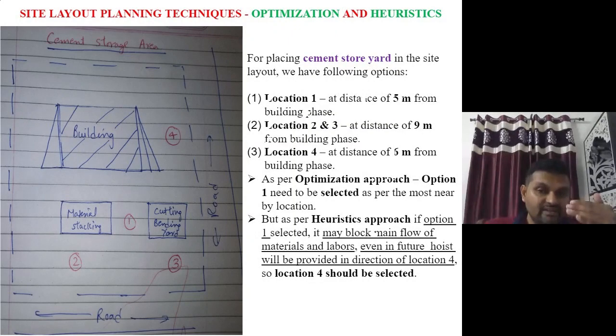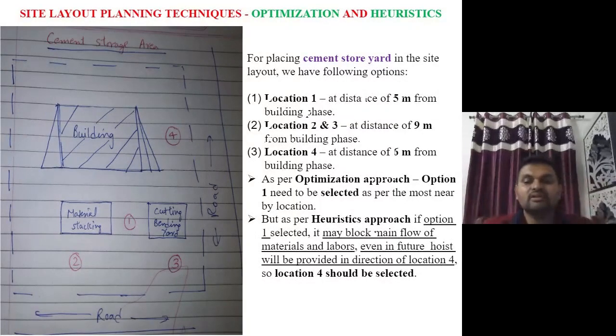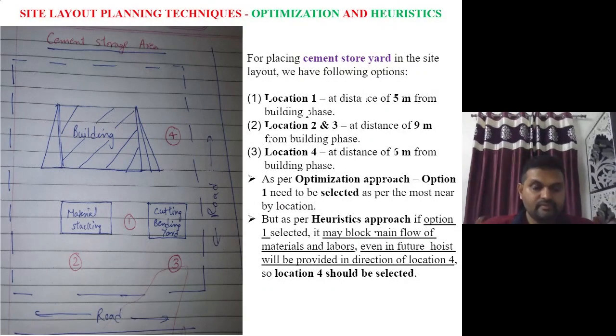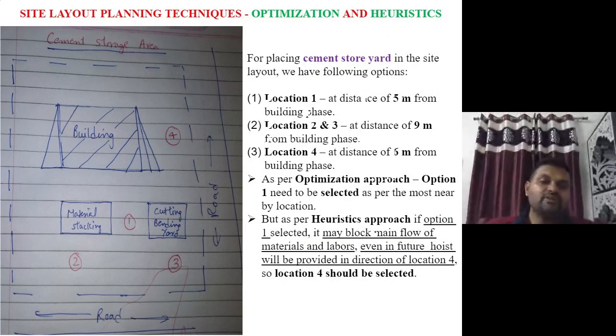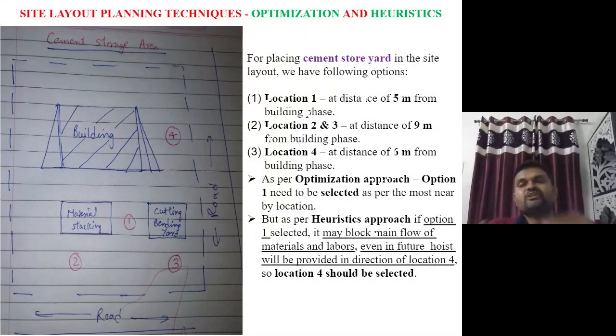In that, I'm going to select location 4, even though it is 1 meter farther than location 1. I'm going to put a winch machine there to carry the materials, since cement is a little bit huge and heavy. So I'm going to put the cement storage at location 4. Clear? That is the way I need to decide.